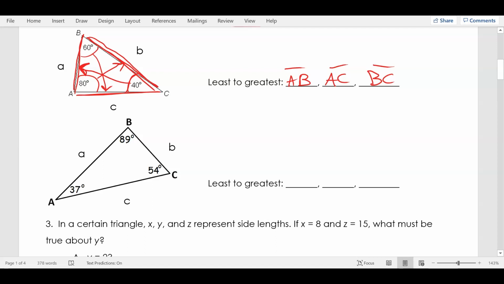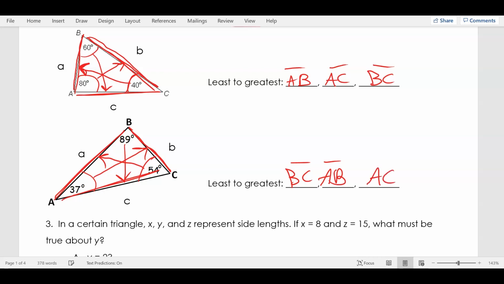All right, and then here too, least to greatest. The least angle I see is 37. So across from 37 is this segment, which goes from B to C. The middle angle is 54. Across from 54 is this segment from A to B. And the biggest angle is 89. Across is this from A to C. All right. Moving on to number 3.